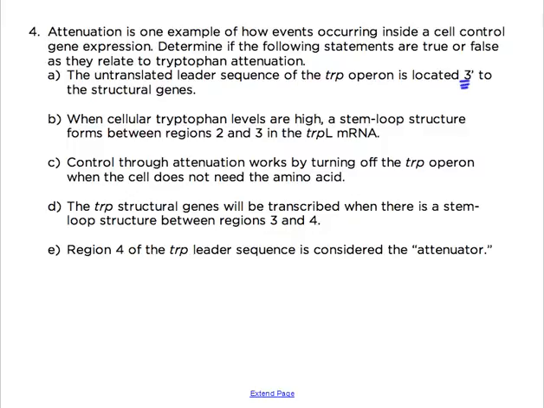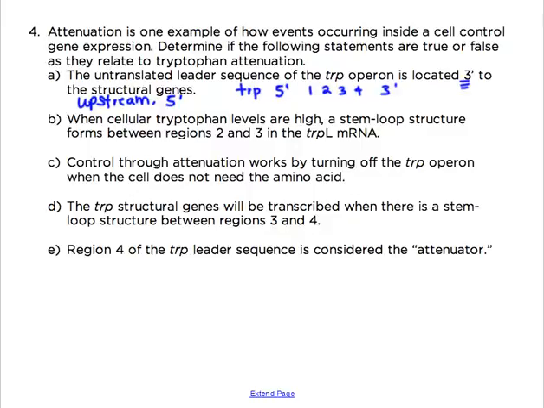So remember that the leader sequence, which is the one involved in attenuation, is upstream of the structural genes, which means it is 5'. So remember, as I drew a few problems ago, the leader sequence goes 5', and then it's the different domains. So it starts 5', it's upstream of the structural genes.